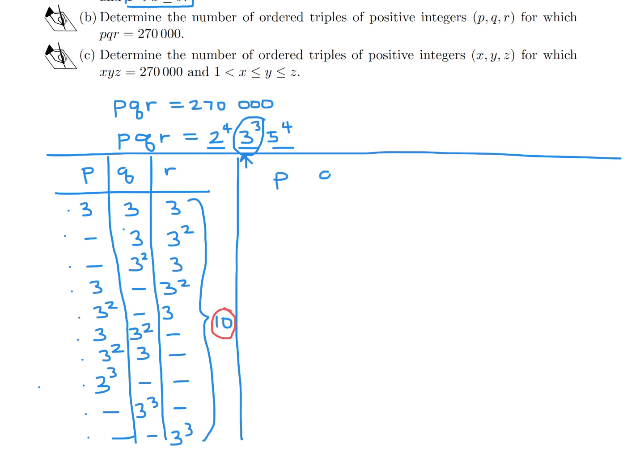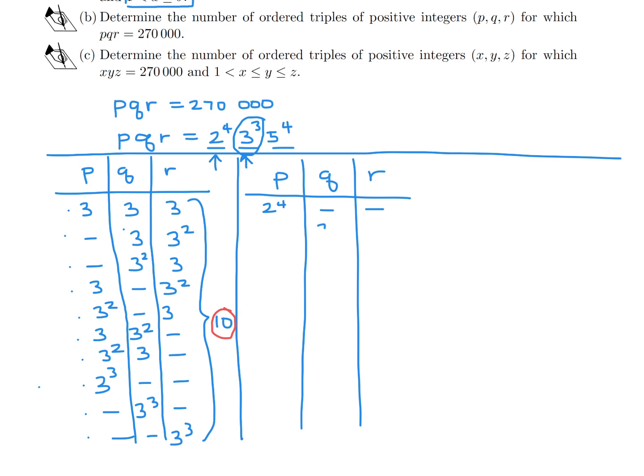So P, Q, and R. Now let's try to allocate the 2s. This guy, the 2 to the power of 4. Let me think about this for a second. The first way, I think, is just putting the 2 to the power of 4 in one of the three, like that. And then the other way is to divide it, 2 to the power of 3 and 2 to the power of 1. And that is going to give me a total of 6 ways.